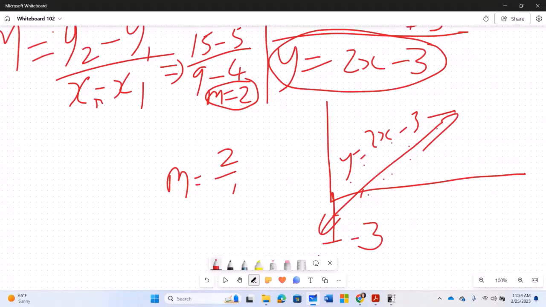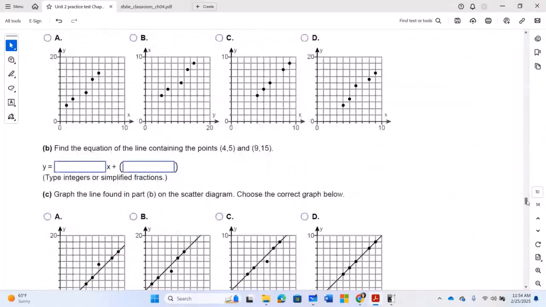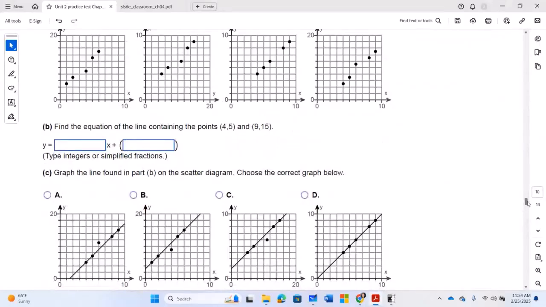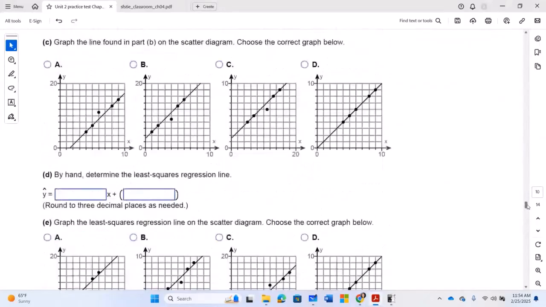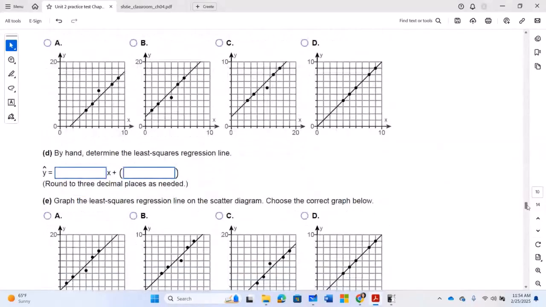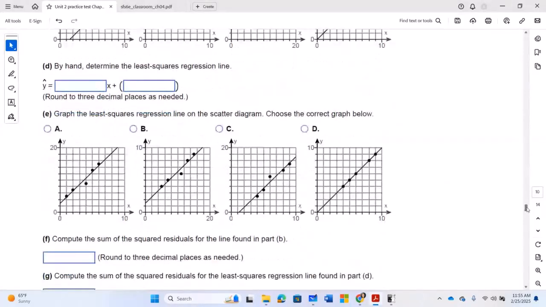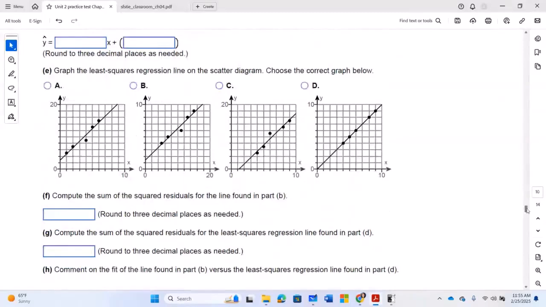That's the one thing I want to review for this section, because we have found the equation. Graph the line found, and by hand determine the least squares regression. We did find the least squares regression. Compute the sum of squared residuals.